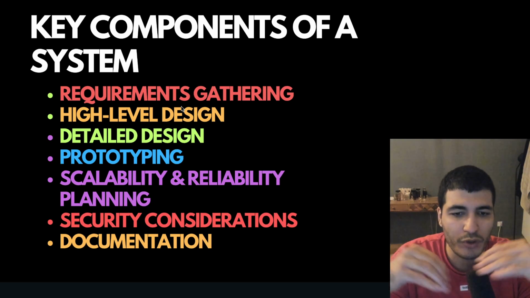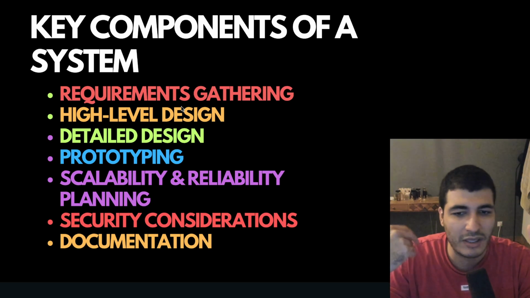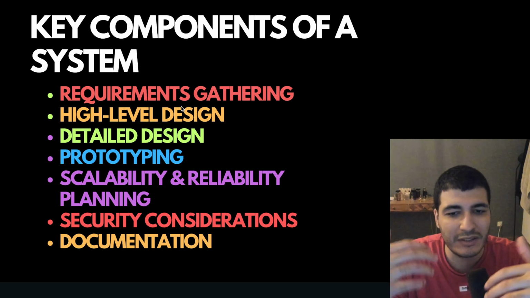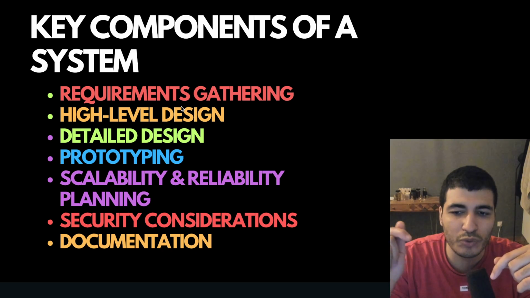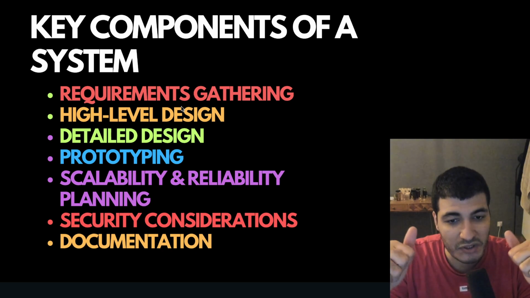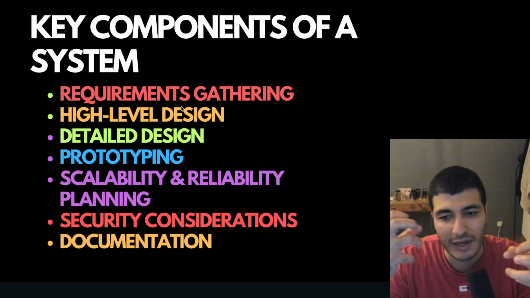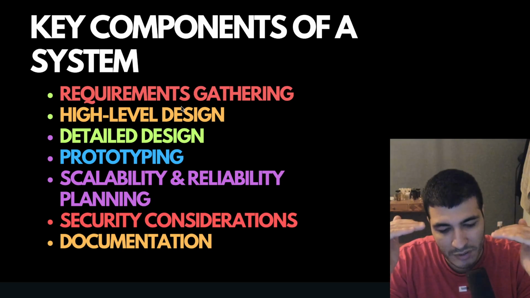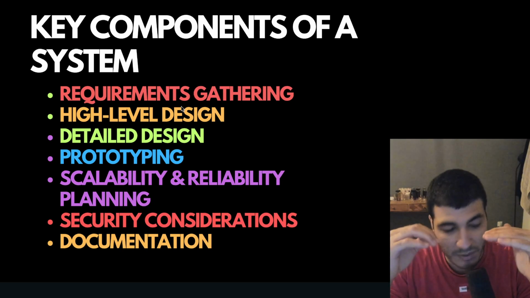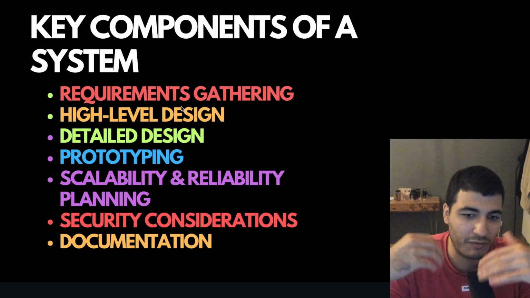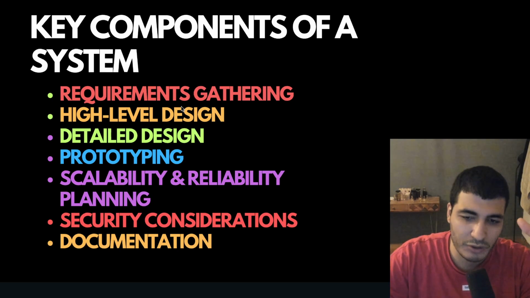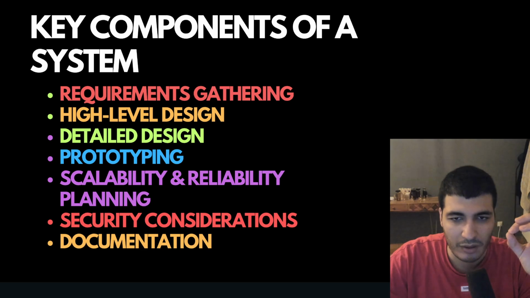Number four, we go on to prototyping. You build the thing, you test it, and you iterate quickly. Number five, scalability and reliability planning. How do we handle growth and failure? Number six, security considerations. Think about safety from day one, specifically if privacy is a high priority in your system, like a financial system or a health system. Number seven, documentation. You need to record everything for future teams.